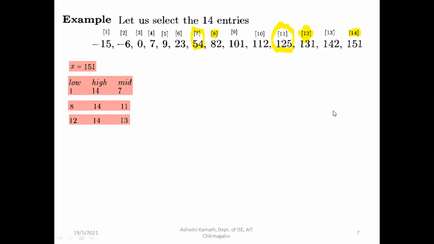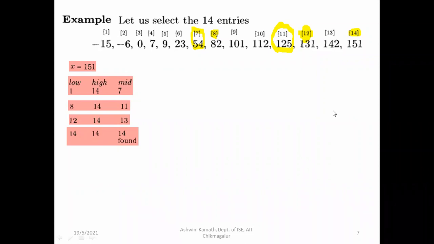So again the position of low will change. It becomes 14 now, 13 plus 1, which is equal to 14. The high value is also 14. (14 plus 14) divided by 2 is equal to 14. So A of 14 will be compared with 151. These two are equal, so the element is found. So how many comparisons here? 1, 2, 3 and 4.